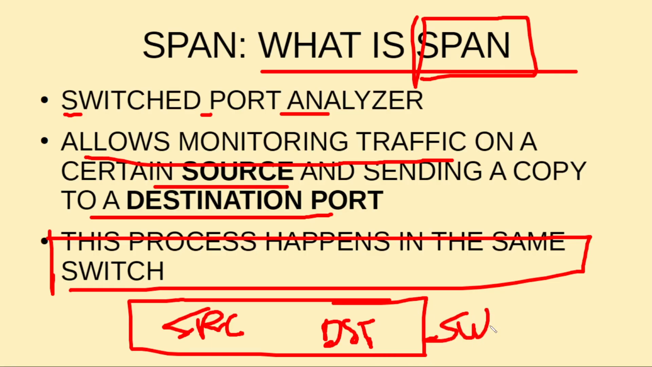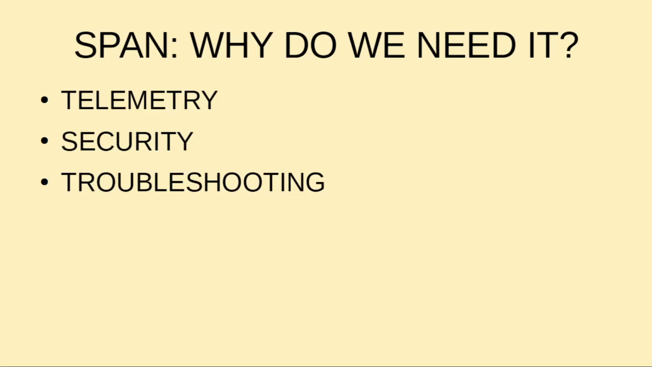Now, what this feature basically does is monitoring something that could be a port, many ports, a VLAN, or many VLANs, and send a copy of the traffic that is being monitored to a certain destination, which is usually an interface. Now, why will we need this feature?